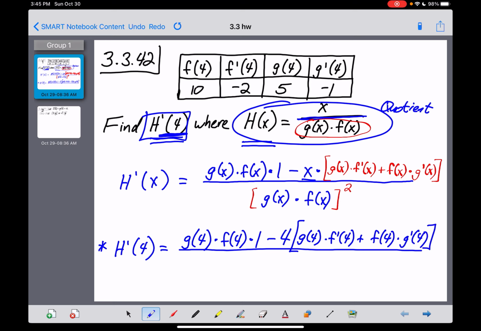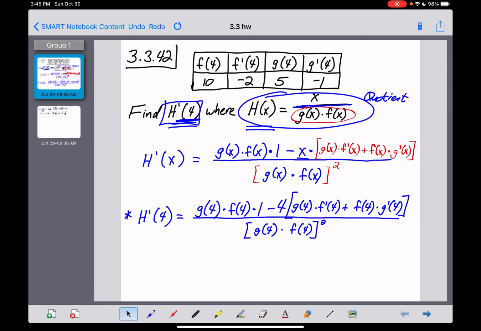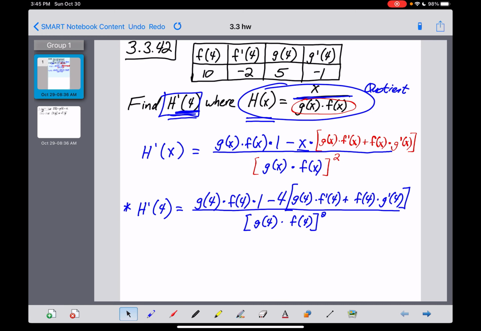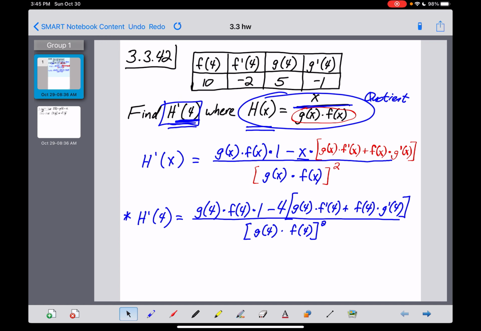Whew, almost done. Now in the denominator, that's going to be a g of 4 times f of 4, and all of that is going to get squared. Whew, that's a lot going on right there. So I tell you what, guys, let me draw a line right here and then zoom in, but not all the way, because I need to be able to see that table in black up there at the top of the page while I fill in all these values underneath.